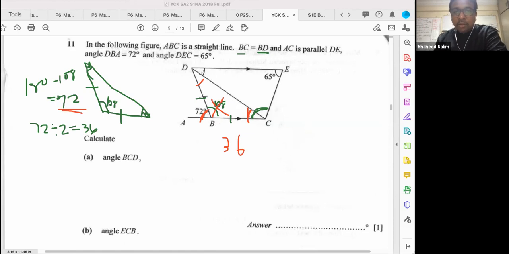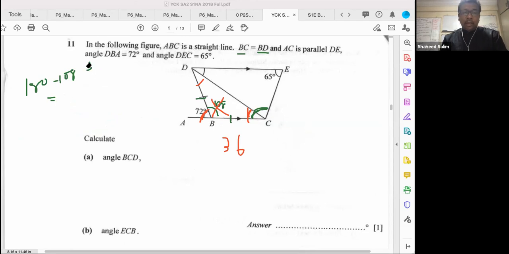Then 180 minus 108 gives 72. Actually, 72 is equal to these two. Remember, again, I don't think some of you get the point I'm making, so I'm going to show you again. Now here, what am I talking about? Exterior angle. This is in your textbook.